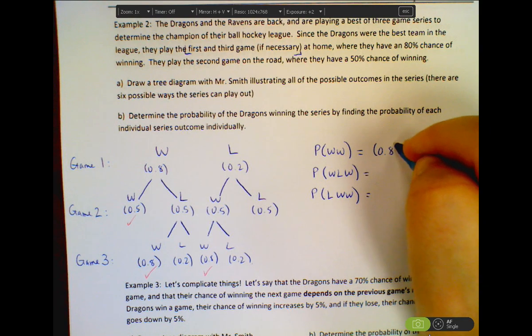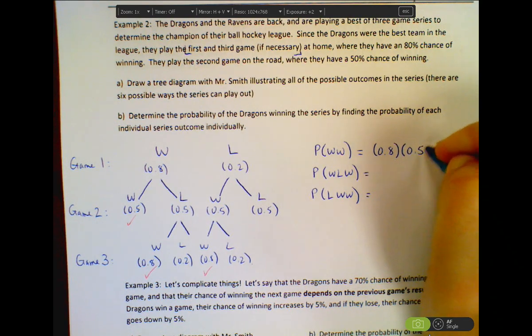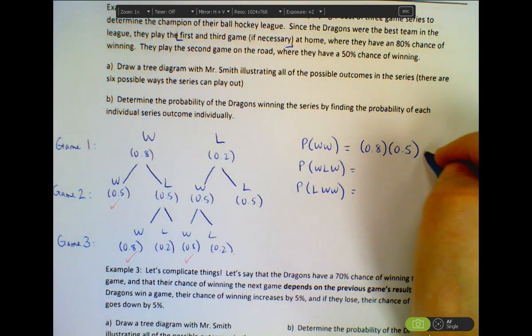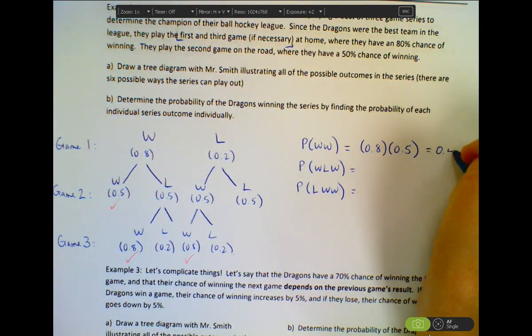Chance of winning the first 2 games, 80% and 50%, so 0.8 times 0.5. Use some mental math there, that's 0.4.